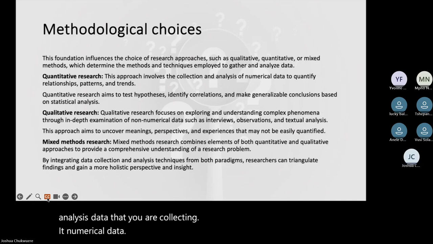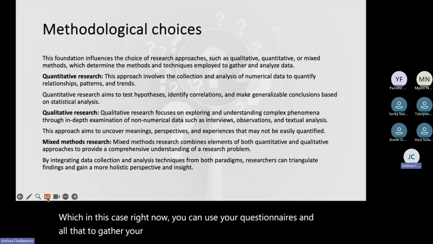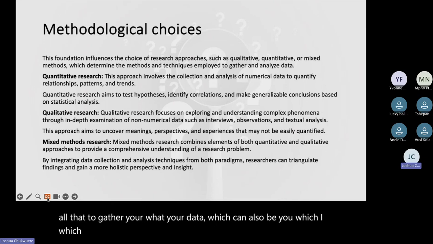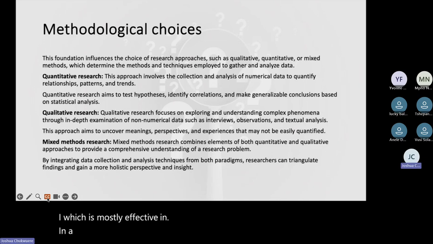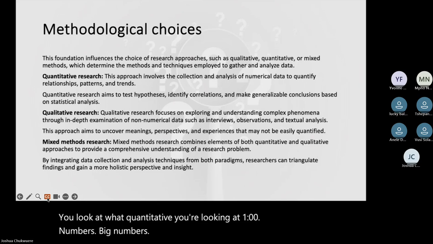Under your quantitative, you can use your questionnaires and all that to gather your data, which is mostly effective with a large number of participants. You're looking at hundreds of participants. You look at what? Quantitative. You're looking at numbers, big numbers. That is where you apply your quantitative method.